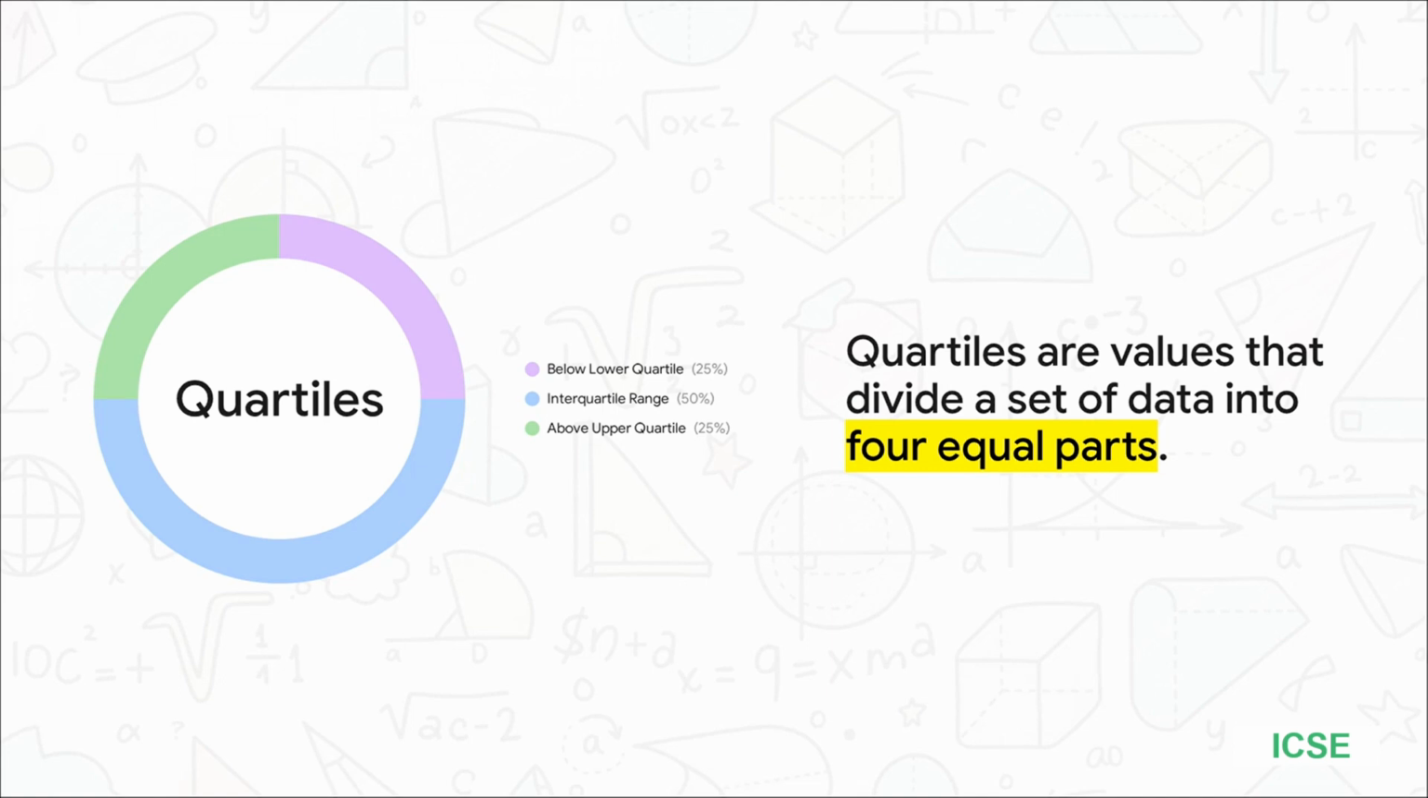Let's talk quartiles. It sounds fancy, but all it means is you're splitting your data into 4 equal parts. The lower quartile, Q1, marks the first 25%. The upper quartile, Q3, marks the 75% point. And that line right in the middle, the 50% mark, that's just your median.